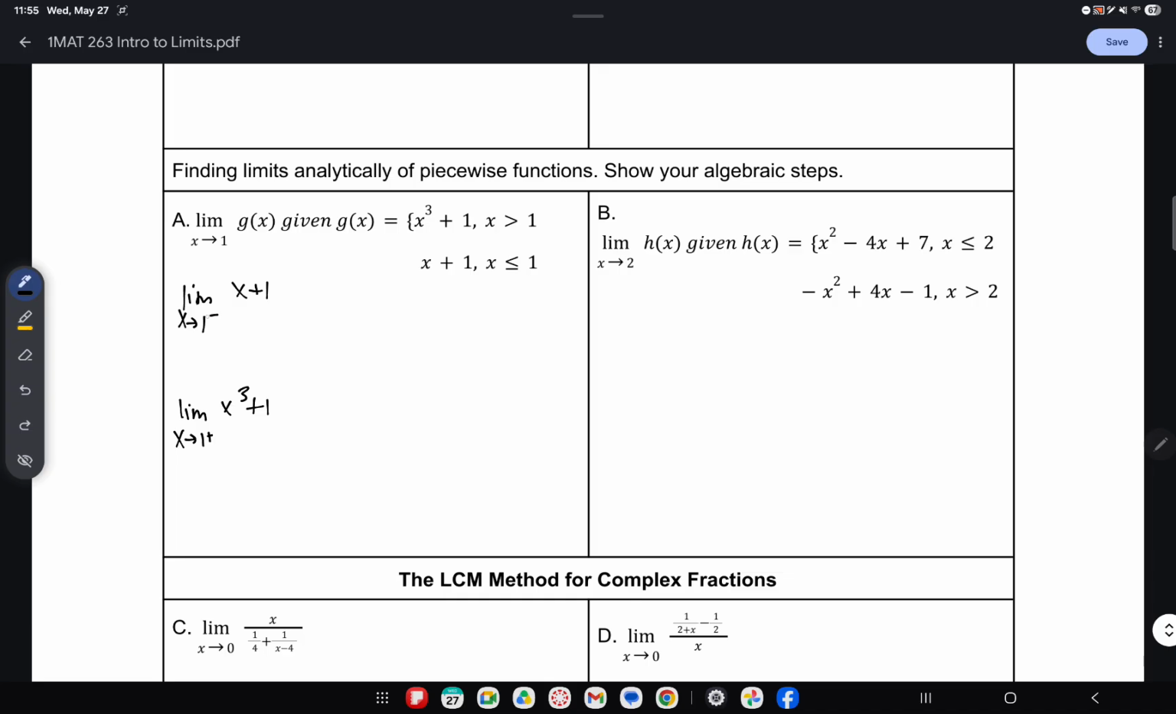Right? So I can plug in, doing a direct substitution, and see what the value is approaching. So this one will give me 2, and this one will also give me 2.